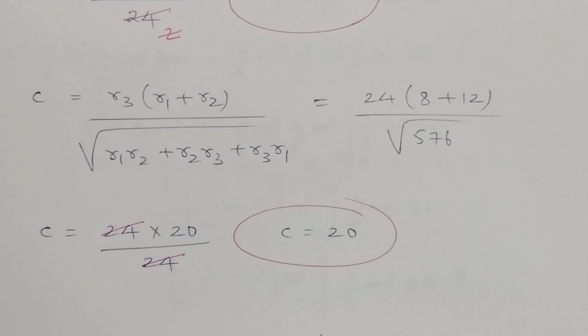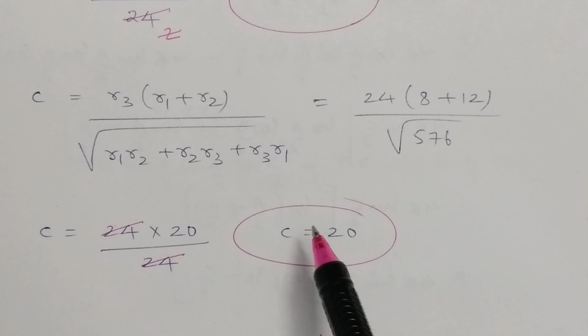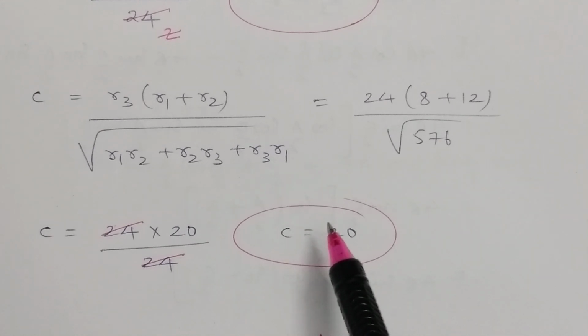So we have calculated the A, B, C values. Here in the problem, the radii R1, R2, R3 were given and we were asked to find the sides of triangle A, B, C, which we have completed just now. The problem is over.